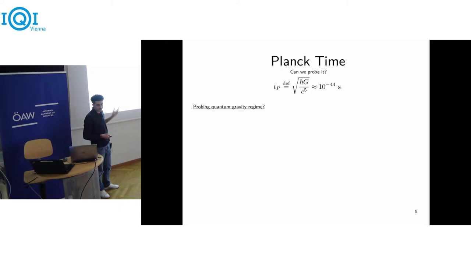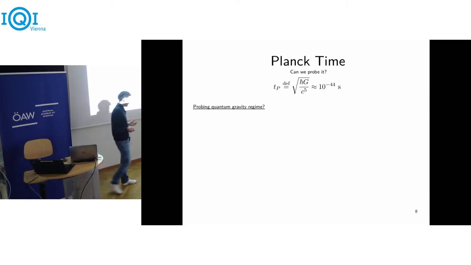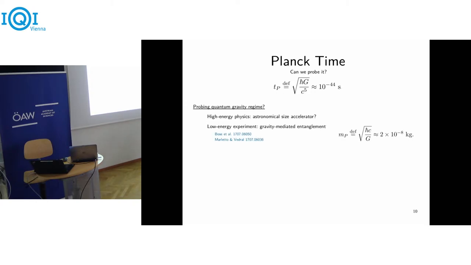Can we do that? We know that's extremely hard. People have thought of doing this using high energy physics, just particle accelerators, like for the quark lifetime. But if we want to do so, we need a particle accelerator which would be the size of the galaxy, maybe. So this does not seem to be at all reachable. We need to imagine other ways to do that. And fortunately, recently, there have been proposals for low-energy experiments that could maybe probe some quantum gravity aspects of nature. These are the experiments by Bose and collaborators, and also Marletto and Vedral.